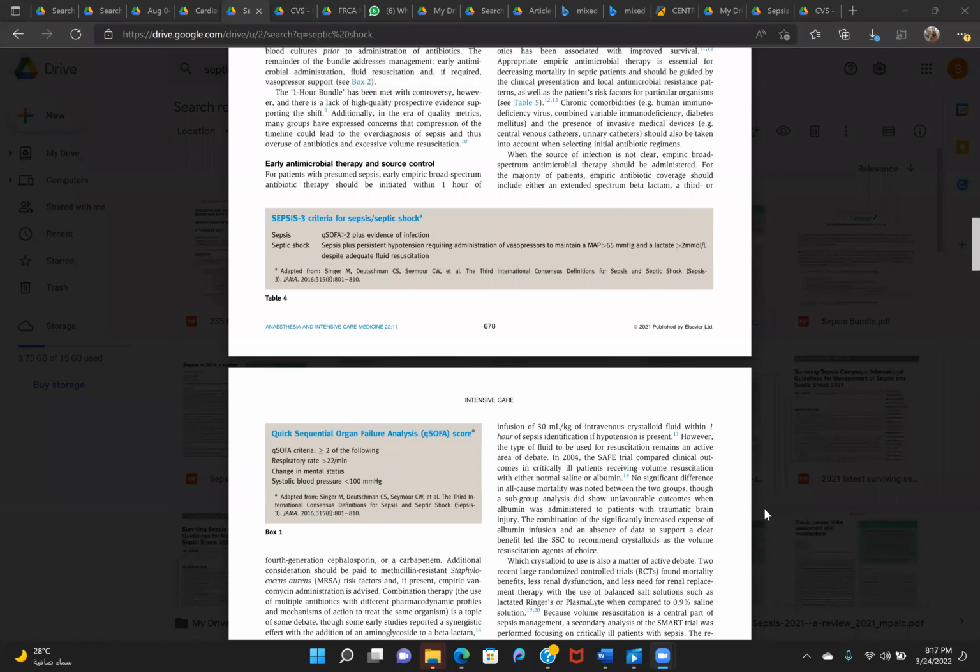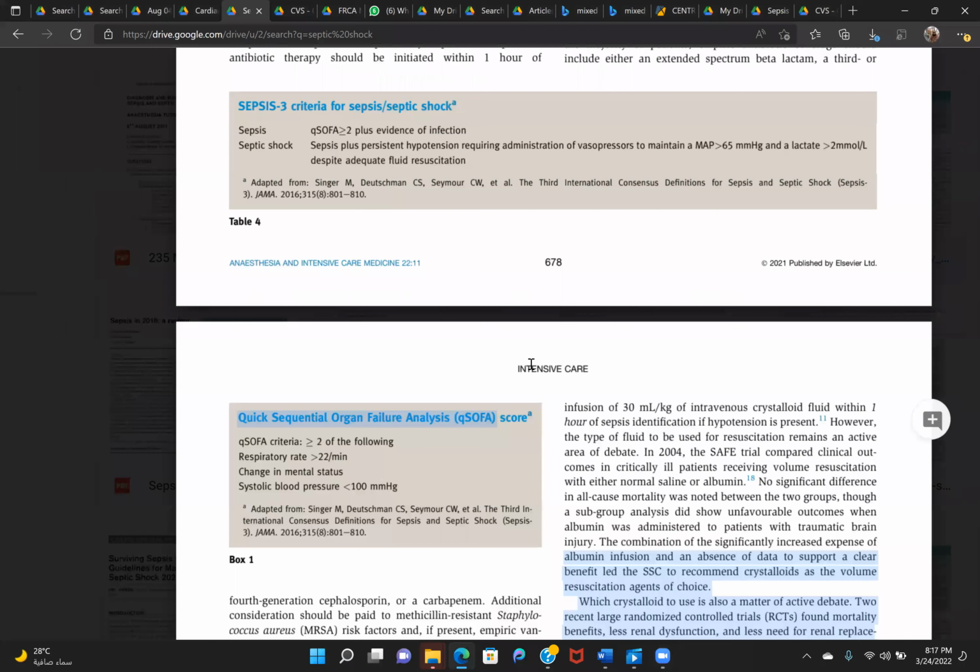SOFA is a lengthy score which involves six systems. Actually, it involves some labs. So the basic principle when you are using qSOFA is that you are not delaying. If you have a patient with low blood pressure and altered mental status, there is no investigation needed, am I right? And there is a suspected involvement of some infection. So you are starting your management towards the sepsis guidelines.